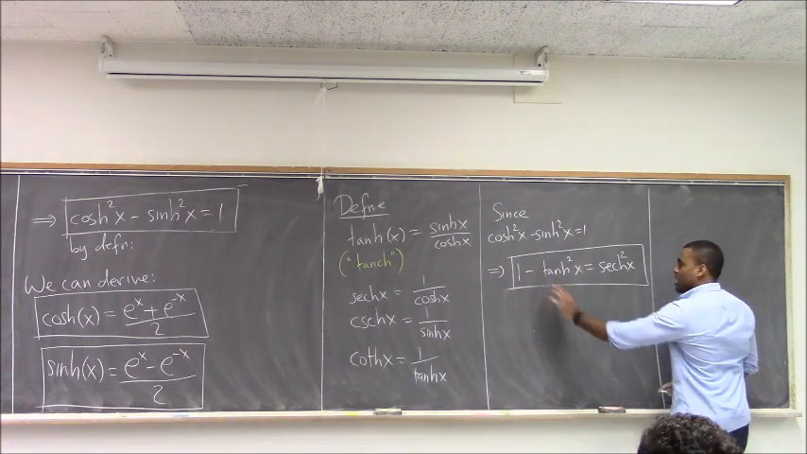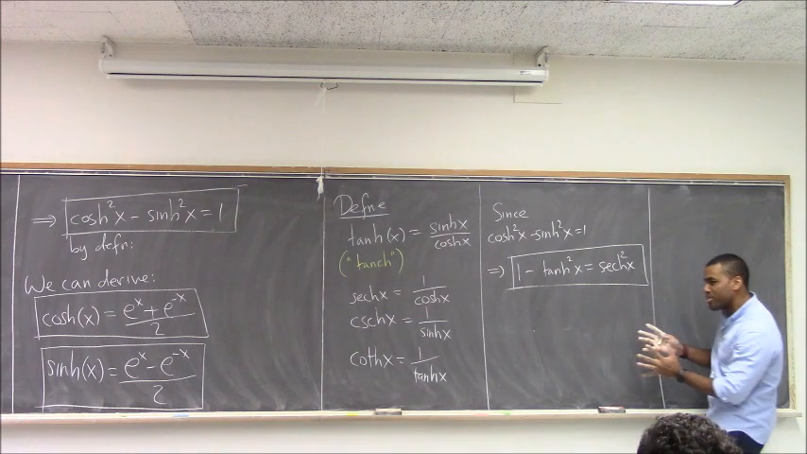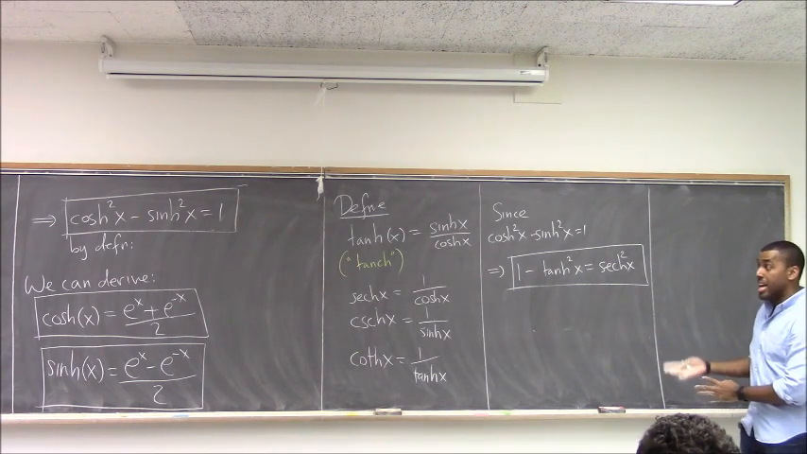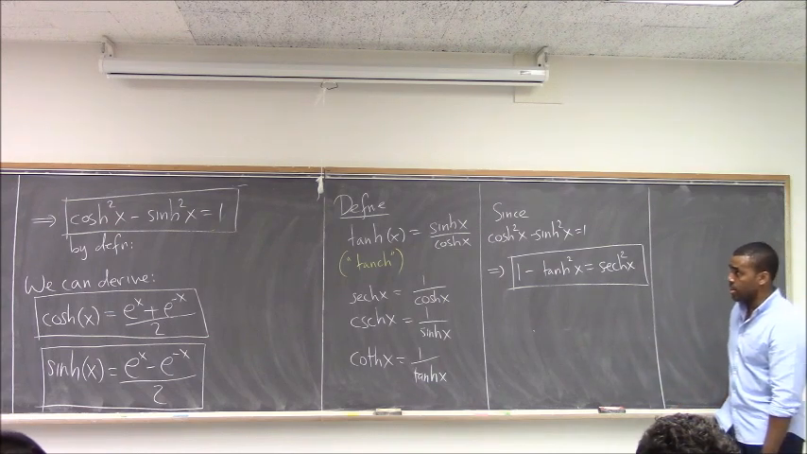So sometimes you have forms where it's almost like a trig function, but there's just a sign that's off. One little detail that's off, and in that case you can use the hyperbolic trig function instead.